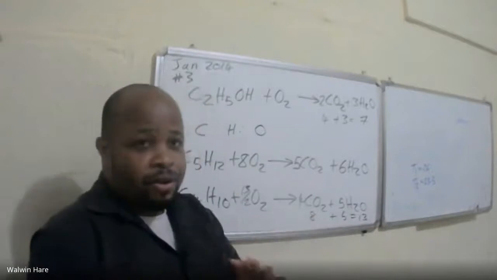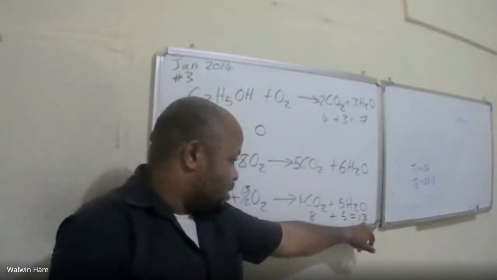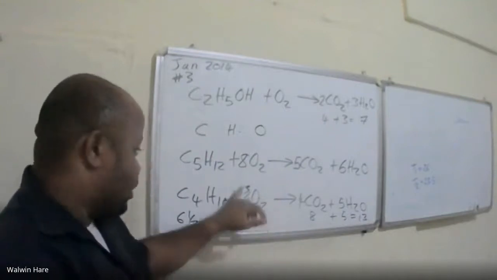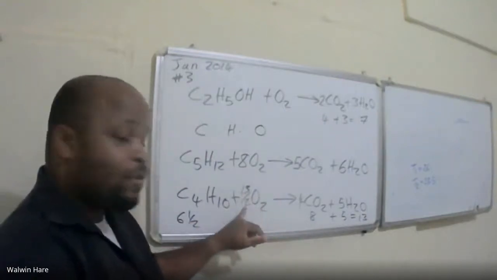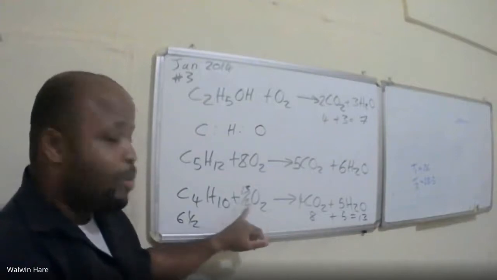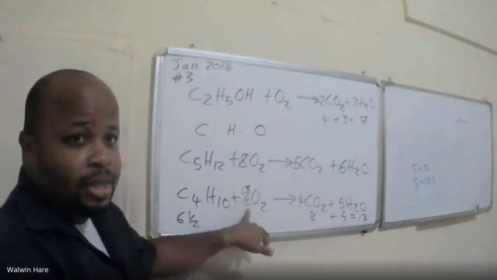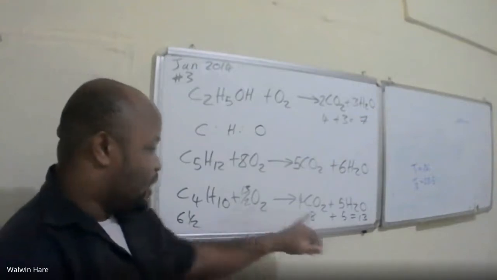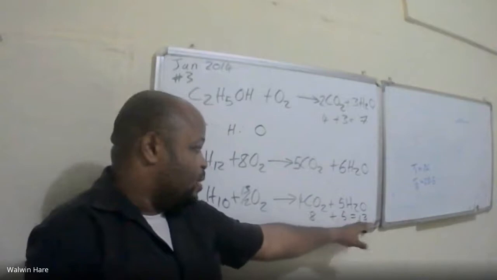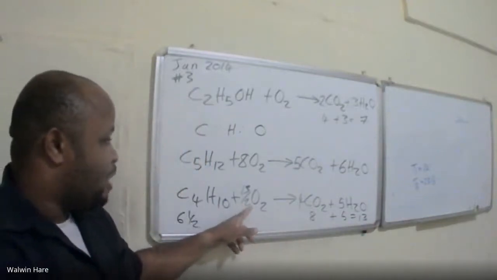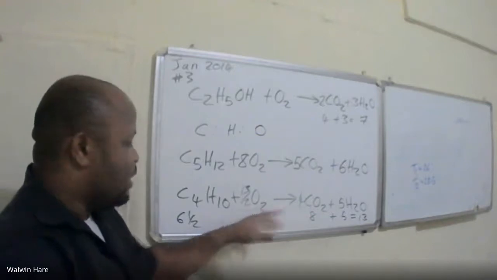So whenever you have an odd number, just for oxygen, just put it over 2. 13 over 2, that is 6.5. So we just use an improper fraction. Is that clear? Yes, sir. So once it's an odd number, just put it over 2, for oxygen.